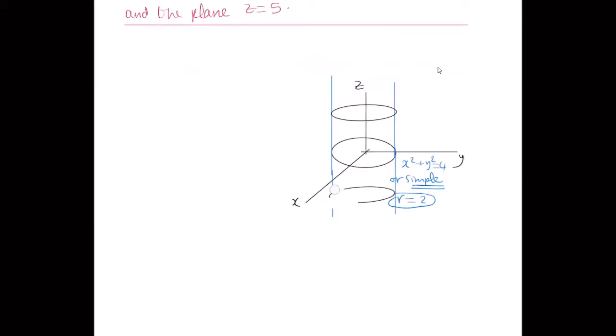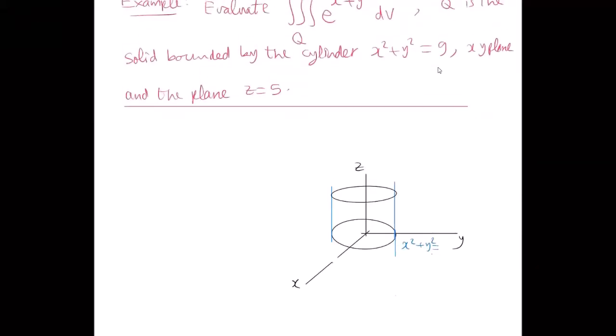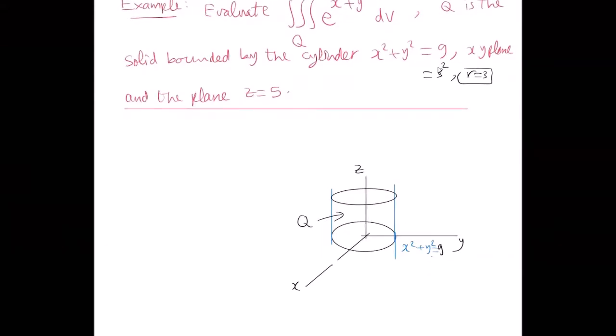So let's make some. The circle is not with radius 2, it's with radius 3, because this 9 is the radius squared. So it's 3 squared, r equals 3. So we call this 9. So this is the region Q we are integrating over: x squared plus y squared equals 9.